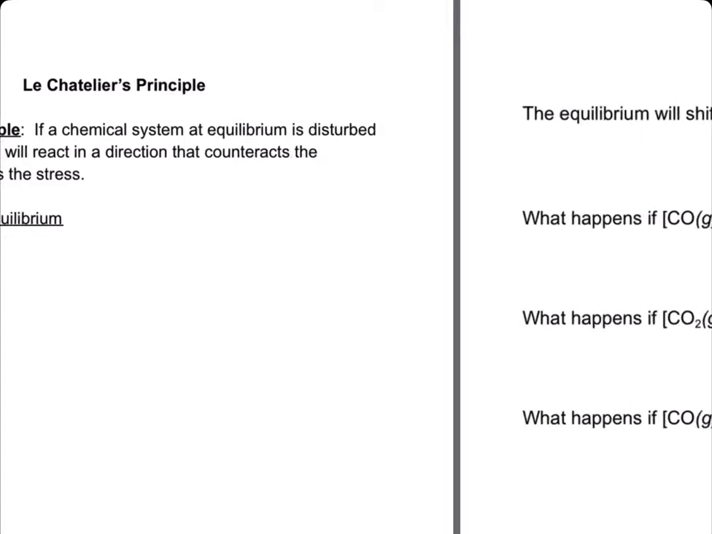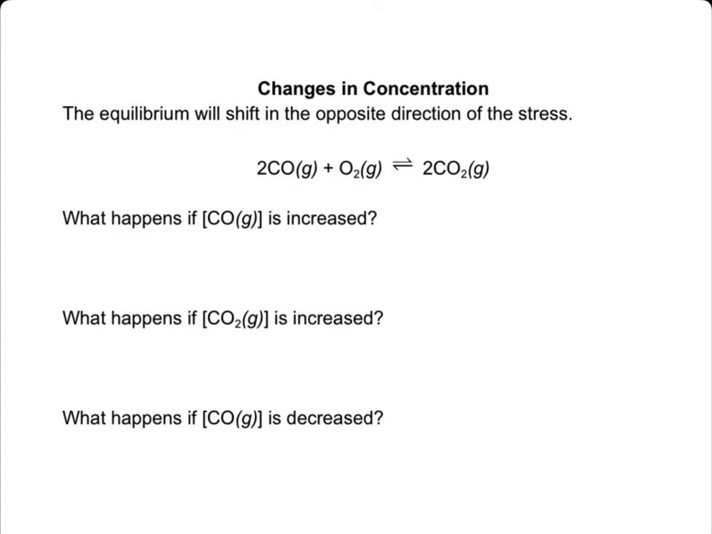All right, let's talk about the first example. We are going to stress some of the concentrations of the different parts of this reaction. So just remember that the equilibrium will shift in the opposite direction of the stress. So I'm going to always examine my chemical equilibrium in terms of where I'm adding stress. So here's our first reaction. Carbon monoxide reacts with oxygen to yield carbon dioxide. It's asking what happens if the concentration of carbon monoxide is increased.